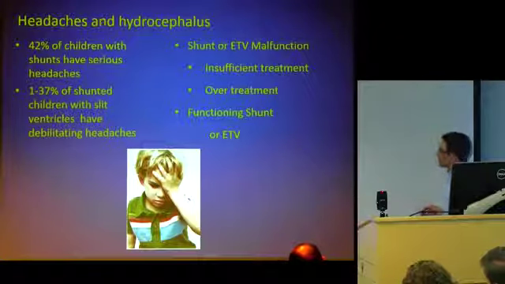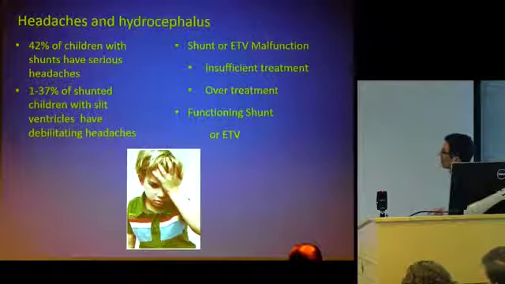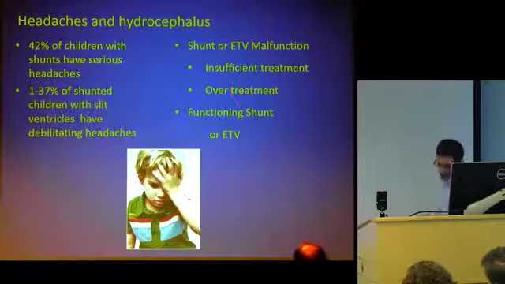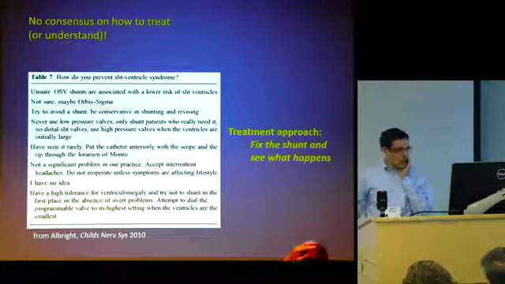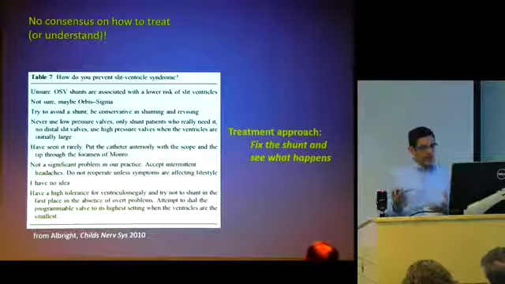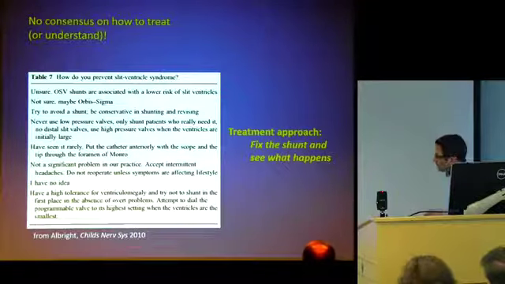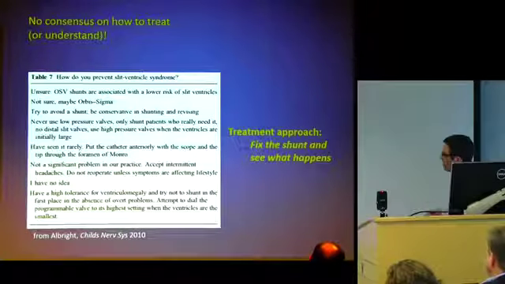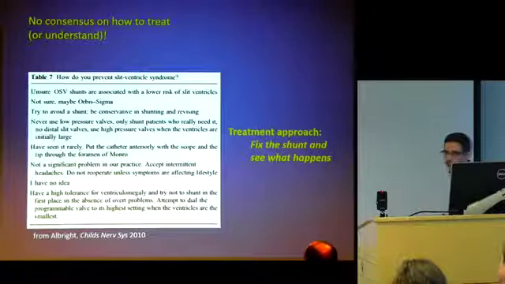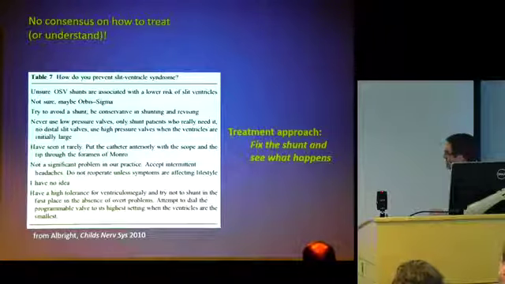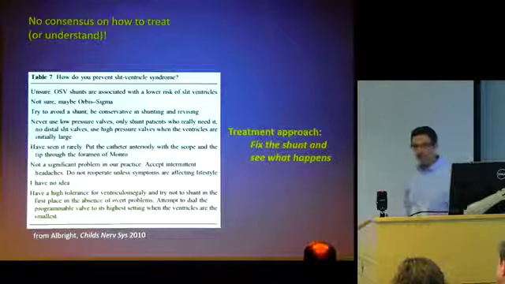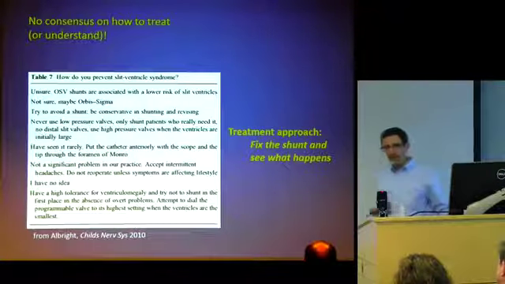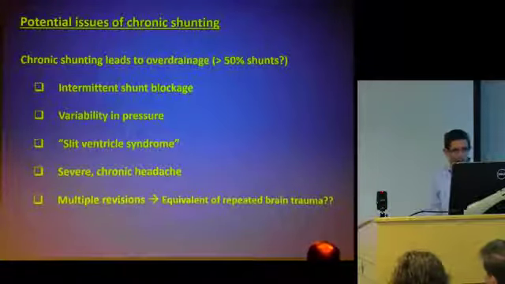So headache is a big problem in these patients. Almost half of them suffer from serious headaches. And there's a variety of ways of treating them. The way to treat slit ventricle syndromes, ventricles which collapse, I think this is not too long ago, 2010, there's really no consensus out there in terms of how to treat. And unfortunately, at least what I've heard, is that sometimes this is the approach: fix it, put in a new shunt, and let's see what happens.